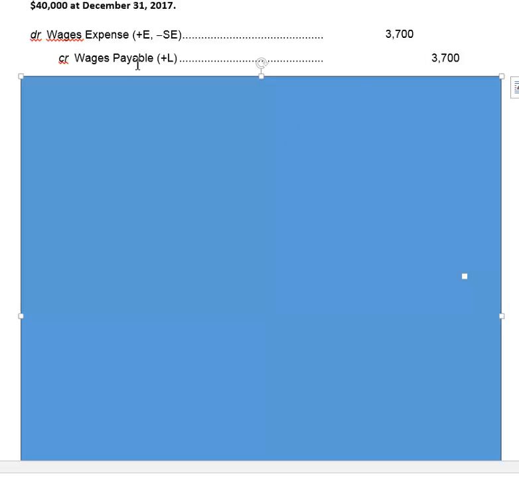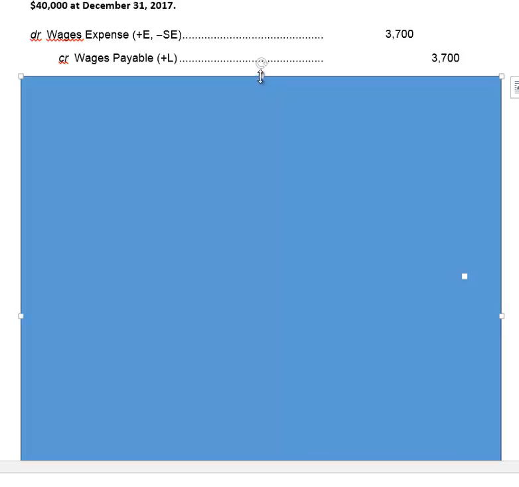So at the end of December 2017, that's going to represent a liability because we're not going to pay it until January 2018. So therefore, we're going to credit wages payable $3,700, and we're going to debit wage expense for $3,700.